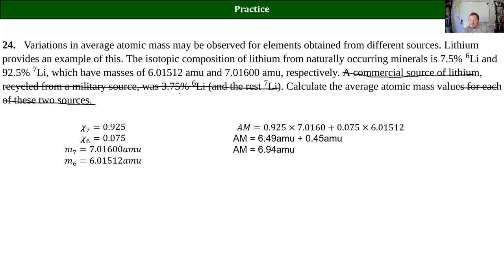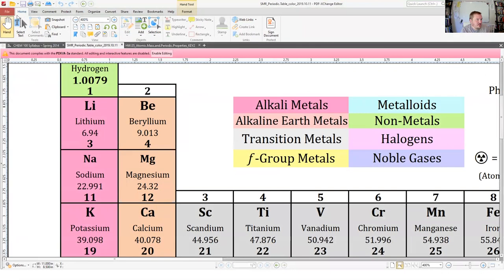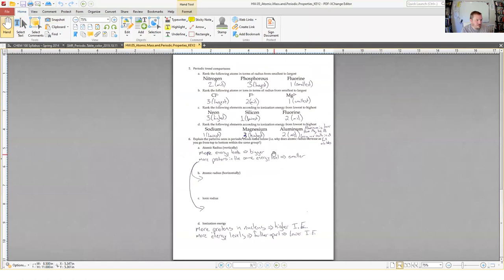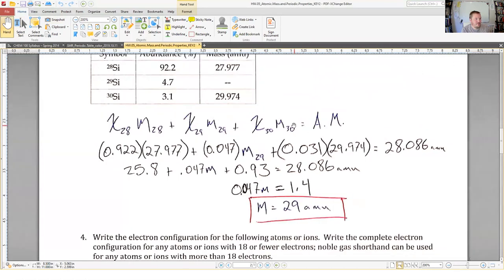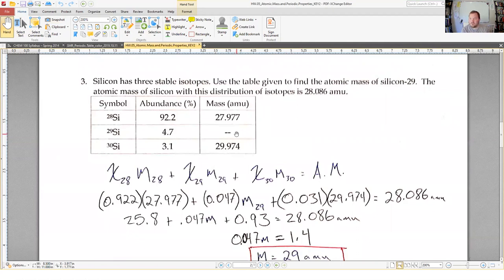So just a note about the rest of this. It doesn't really change the process. If you want to know the atomic mass of an enriched source, you're just going to have different percent abundances. But the process is the exact same. It's always just a weighted average: the mass of each isotope times the probability of that isotope, and add everything up. Which I believe also takes care of that last problem, problem number 3, that I told you guys to skip. It gave you everything except the mass. It gave you the atomic mass. It gave you all of the percent abundances and said, what's the atomic mass of silicon 29?